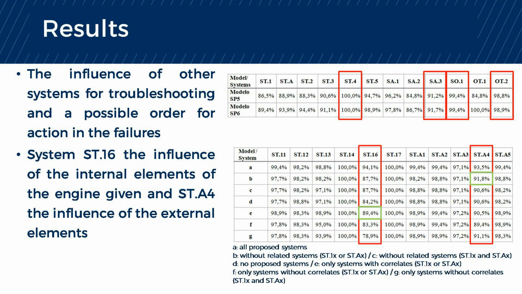In the table below, the subsystem ST.16 has the influence of internal motor elements, because Model E had only subsystems with correlated variables of ST.1. The subsystem ST.A4 has the influence of external elements, because Model B does not have a related subsystem ST.A.